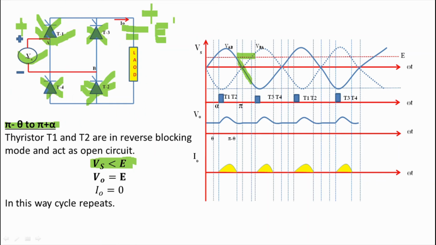And what is output voltage V0? So when there is no current, then this EMF E of load will appear across output voltage. So that's why we get V0 is equals to EMF E and I0 is equals to 0. See the waveform. Here in this waveform from pi minus theta to pi plus alpha, this output voltage V0 is equals to EMF E and load current I0 is equals to 0.